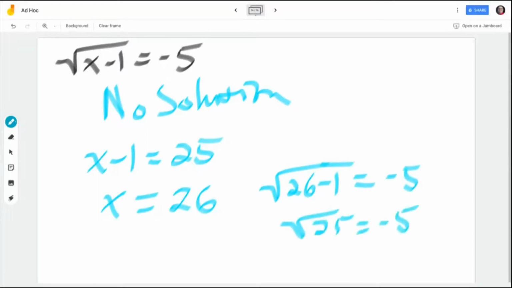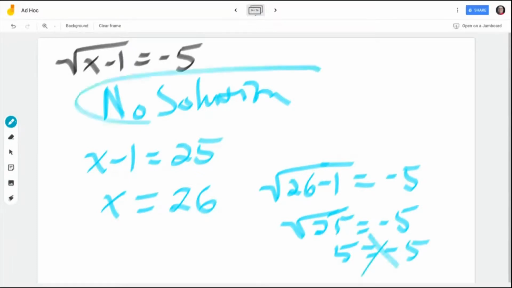Notice the solution that we got, 5, is not equal to negative 5. So the solution that we got is an extraneous solution. So this is going to have no solution. But you can skip all that, or you can do it. But if you see an even root by itself on one side equal to a negative on the other side, that's going to be no solution every time.